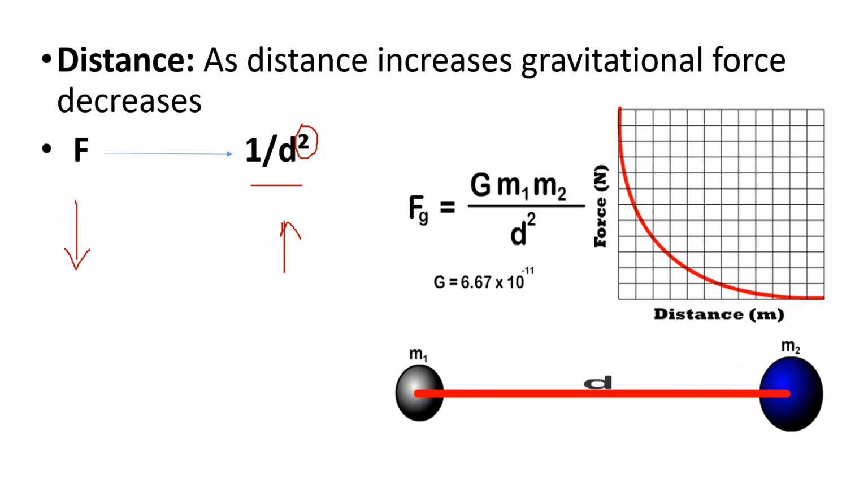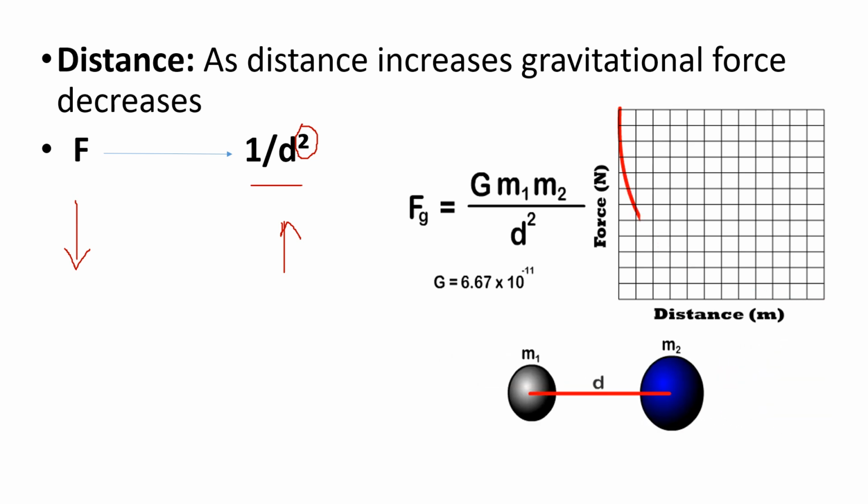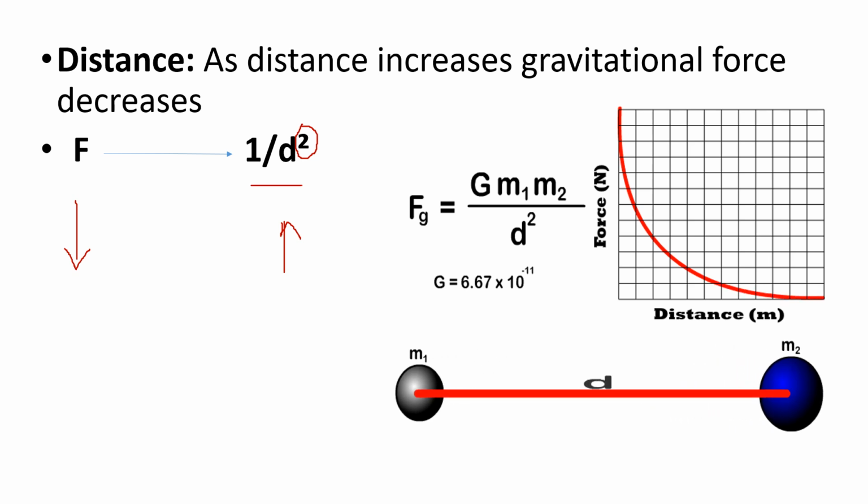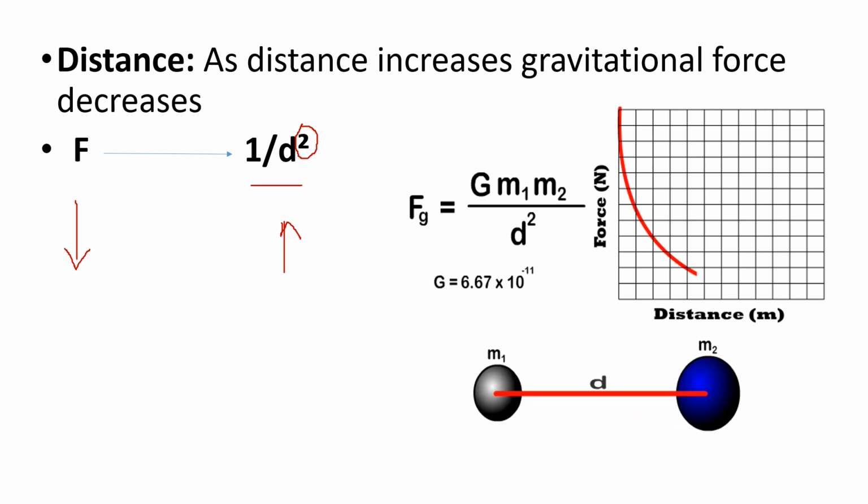So just remember the value. As you space them apart from each other, the more you increase the distance, the less will be the amount of gravitational pull existing between the two objects.